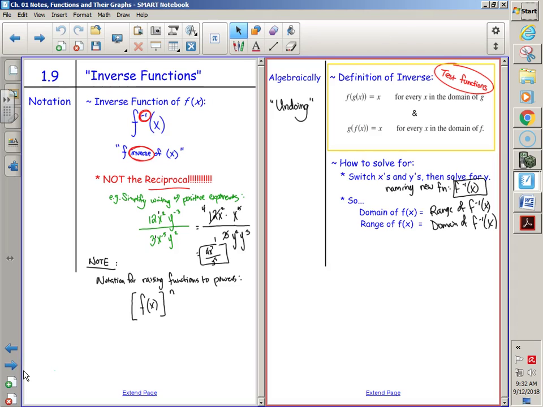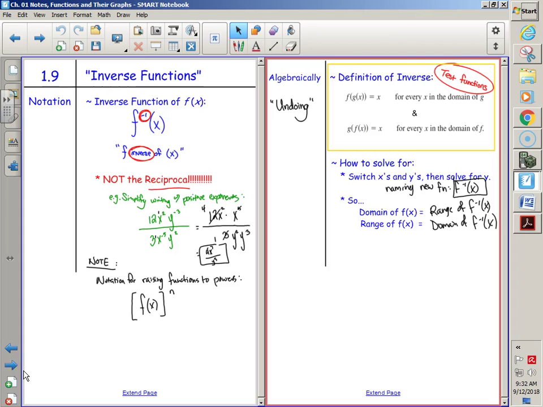And the way that we do that is switching the x and y's, solving for y, but when you solve for y, it is not the same as the original. It is the undoing function, the inverse function. We have to call it by the inverse name. So no longer f of x, no longer just y equals, but f inverse of x.